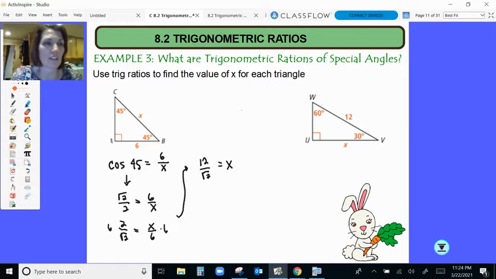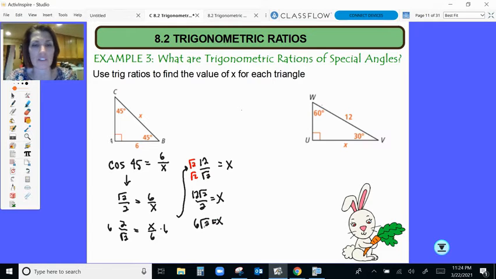And I can multiply top and bottom by square root of 2 here to just be sure that I rationalize that guy. So 12 square root of 2 over 2. And 2 divides into 12 6 times. So 6 square root of 2 equals my x.